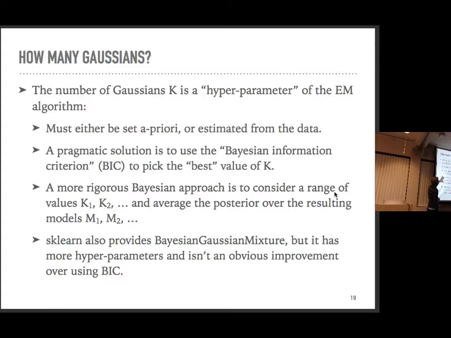If you want to be more rigorous and Bayesian about this, then you need to consider a range of values of k. So probably, let's say, from 1 to 20. Why not 21? Well, you just can't go up to infinity, so you have to pick some range.